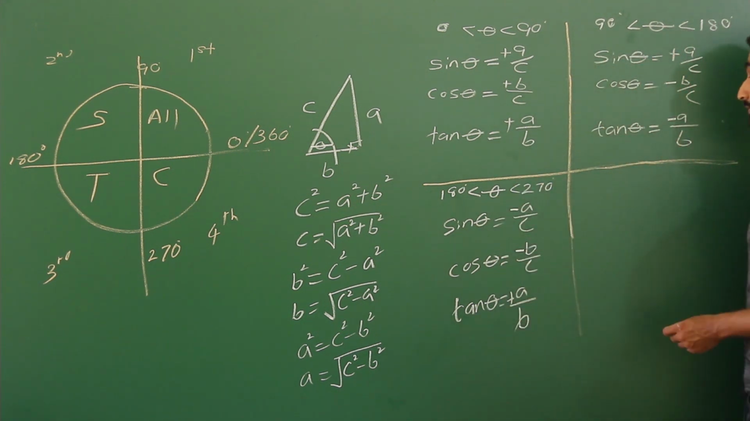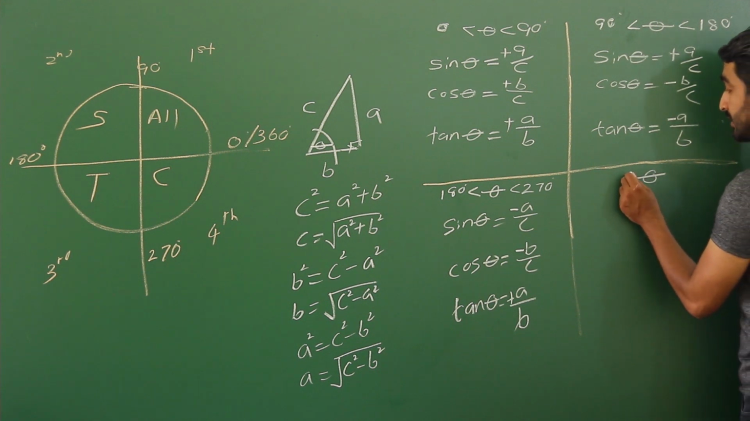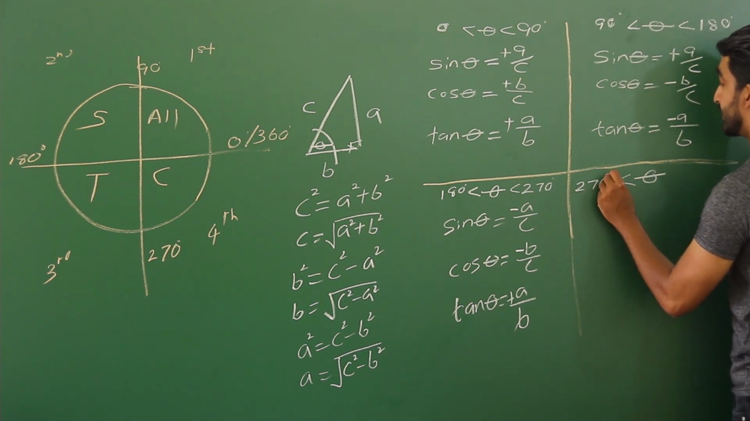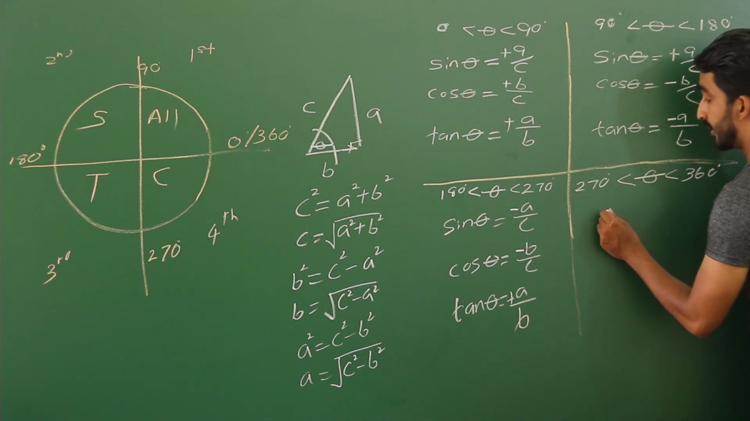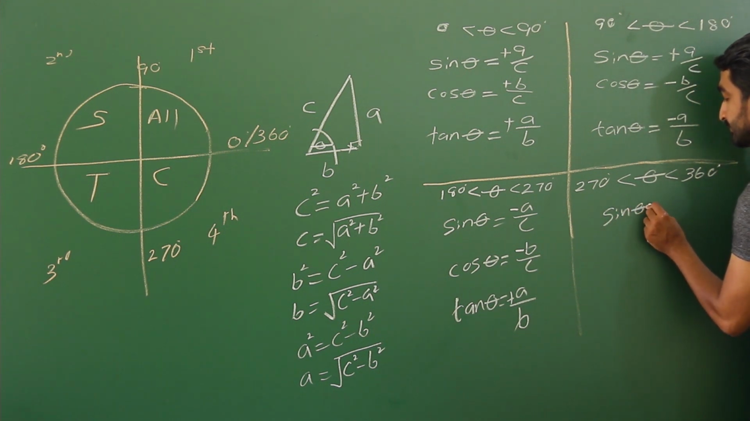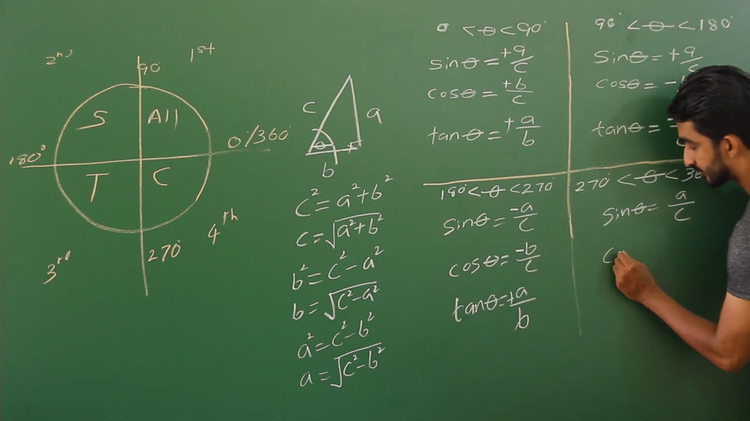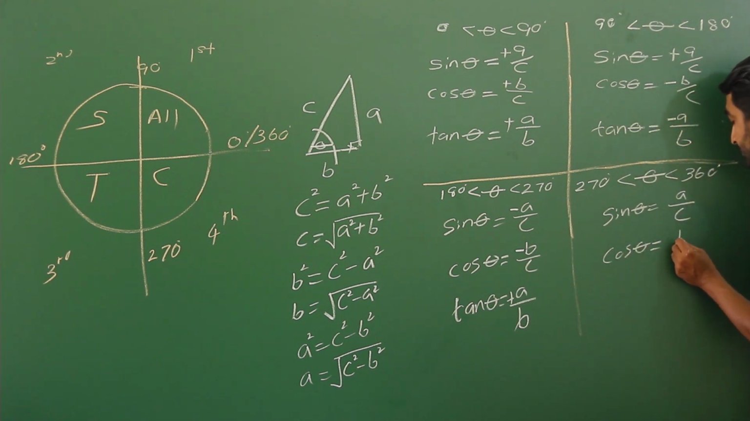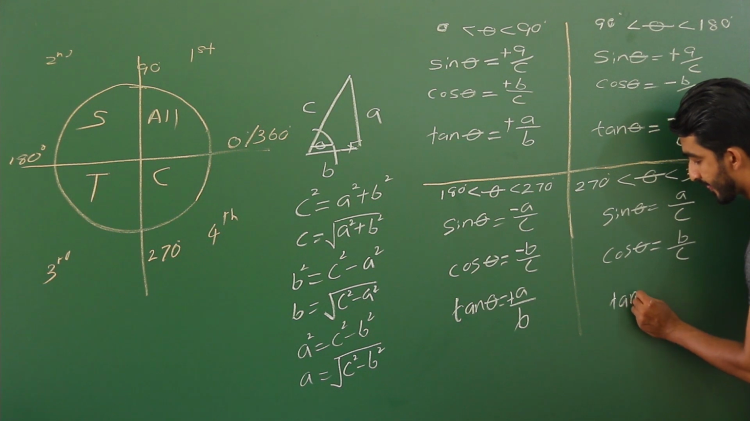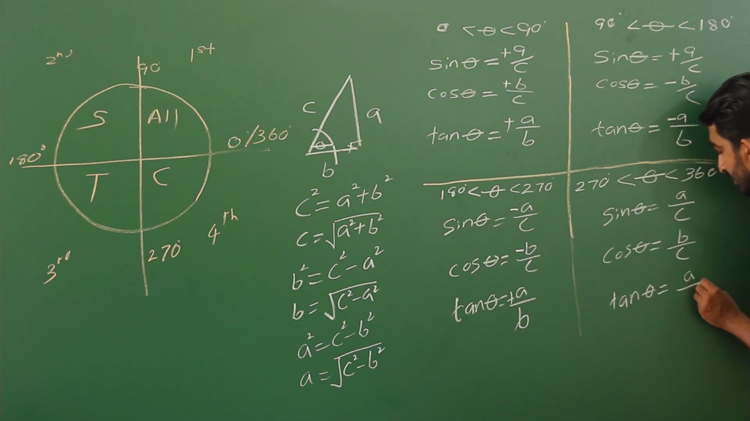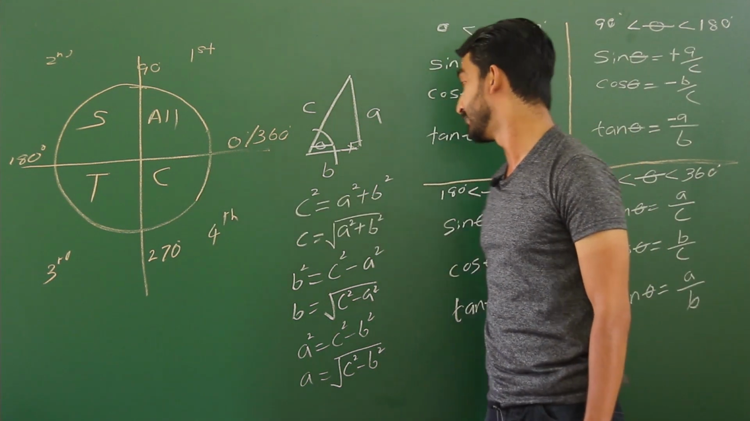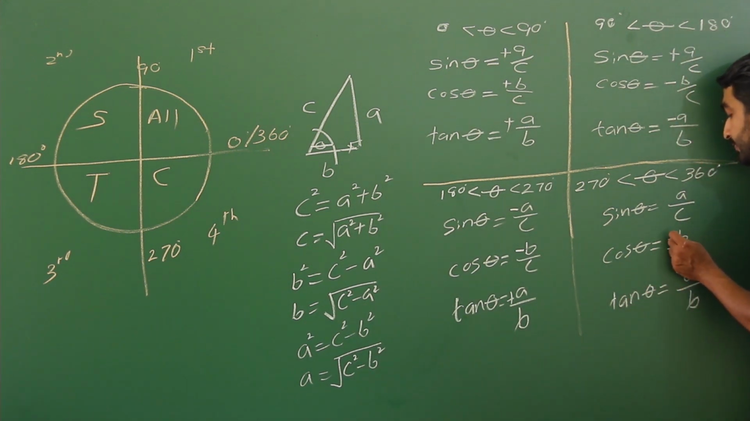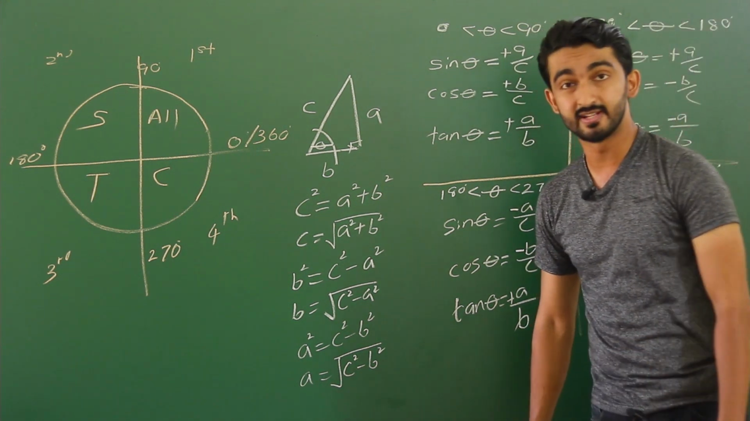Finally, when we consider the fourth quadrant, it is between 270 degrees and 360 degrees. We have to see first of all that this is the fourth quadrant, which means only cos can be positive. So we put positive here, and these values will be negative. So that's all. This is the basic concept, very simple.